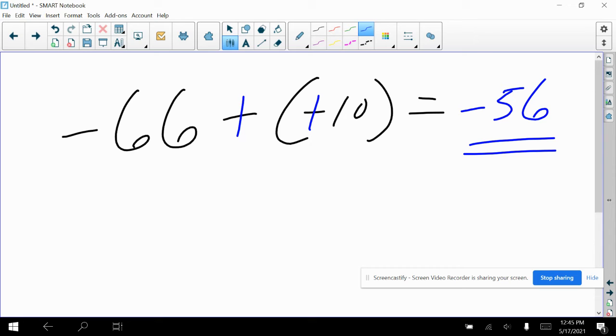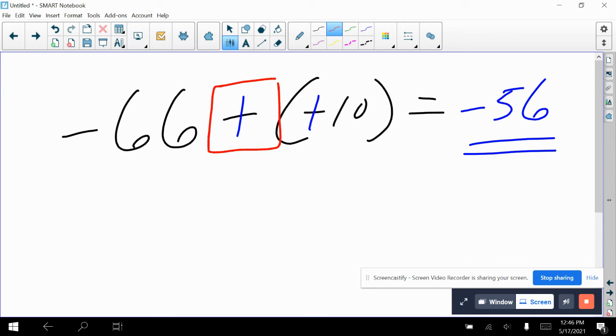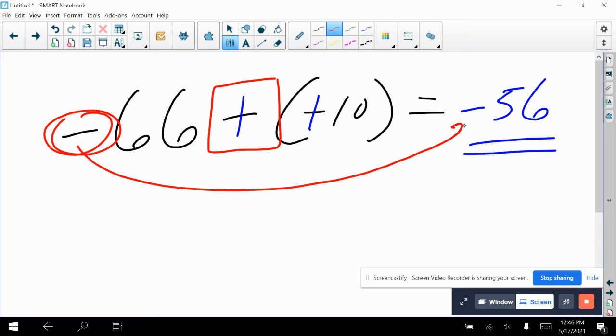You hearing me? Look here. When it comes to addition, whatever number is larger gets the sign. Is 66 bigger than 10? Yes. What is associated with 66? That's why the answer gets the sign.